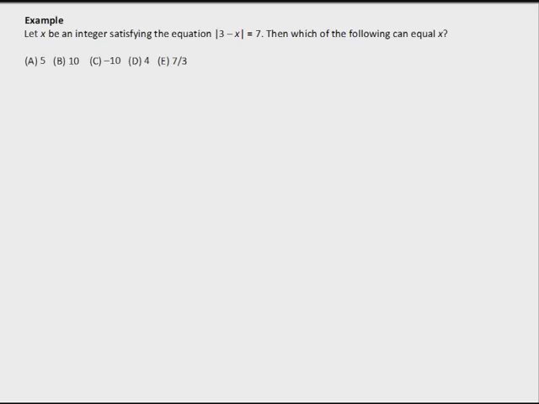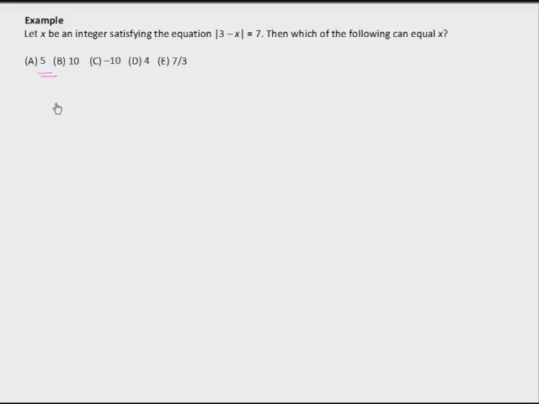Let's see some examples. Let x be an integer satisfying the equation absolute value of 3 minus x equals 7. Then which of the following can equal x? Well, they've given me values. I'll just plug them in and see what works. Let's try the first value.